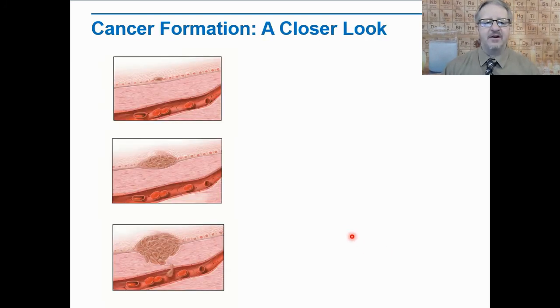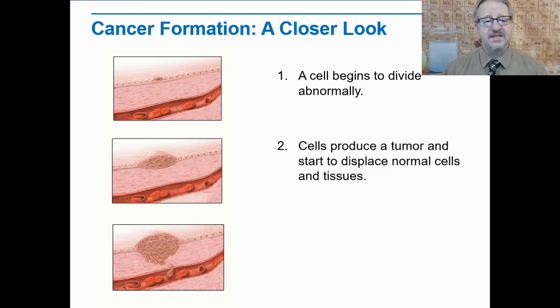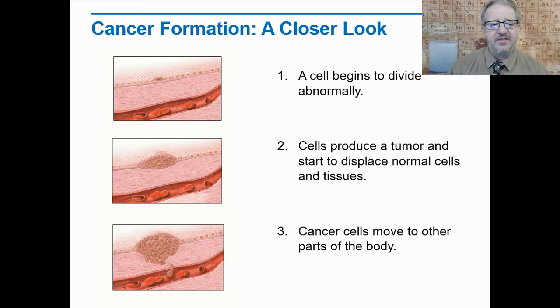So here we have a series of images, and they basically show the formation of cancer. The first step in the process is a cell begins to divide abnormally. Okay. And then in step 2, the cells produce a tumor and start to displace normal cells and tissues. And then in this third step, the cancer can actually start to move to other parts of the body.